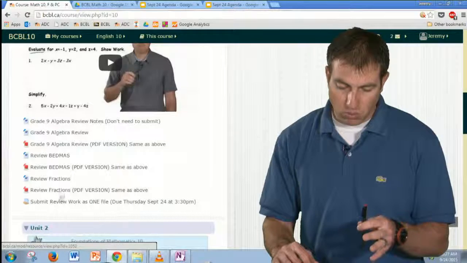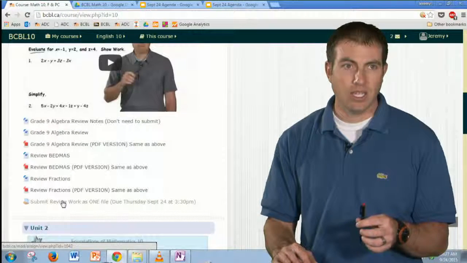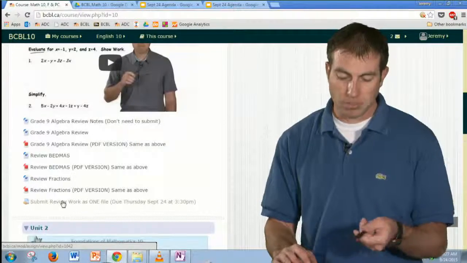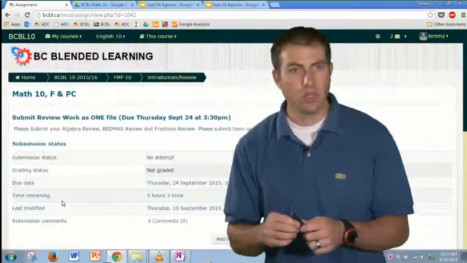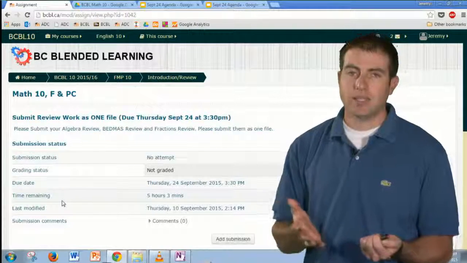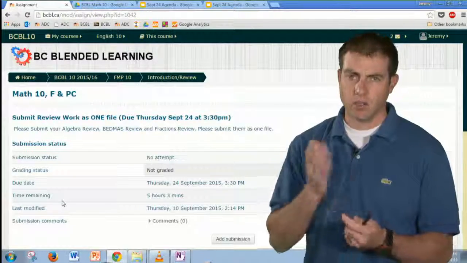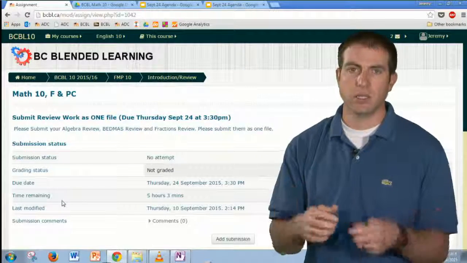The very bottom of this Unit 1 it says submit review work in one file. So I'm going to open it up. I wrote next to it here, due today, Thursday at 3:30. Like I said, if you didn't get it done and you want some time to work on this, I'm not going to say, no, it's not in, you need to get it done.